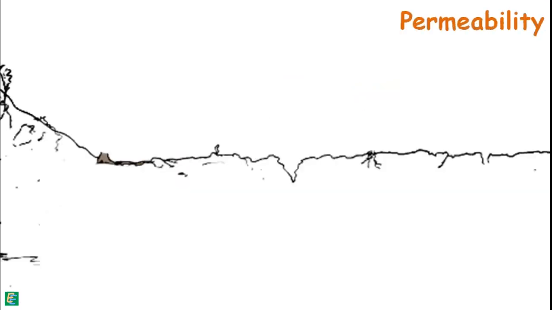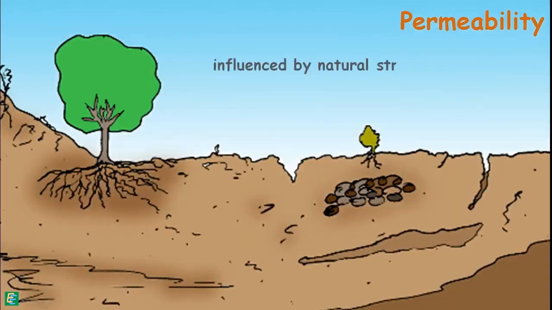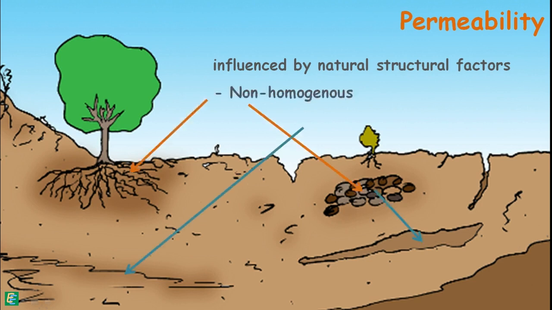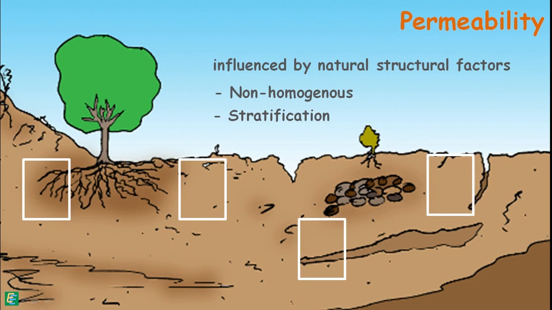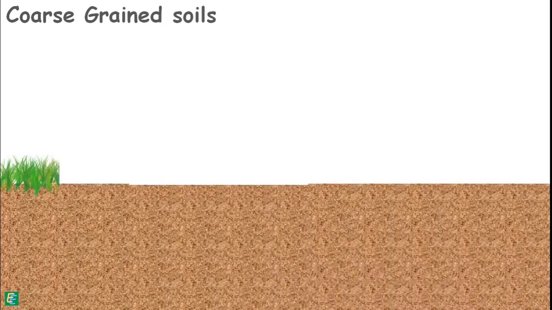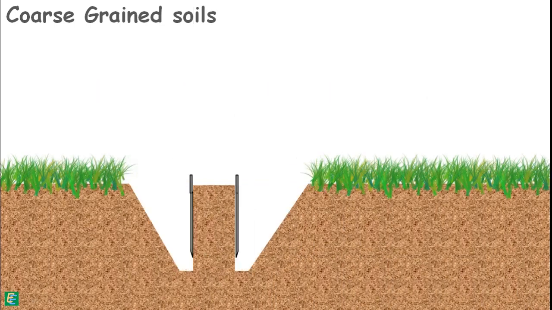Permeability of the soil in its natural deposits is highly influenced by its natural structural factors such as non-homogeneity and stratification. So, it is not possible to take out a soil sample which may represent the true in situ structure of the soil to be used in the laboratory. Also, for coarse-grained soils in which permeability values are very significant, it is very difficult to obtain an undisturbed sample.